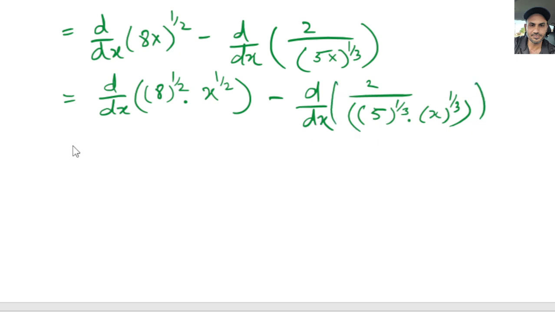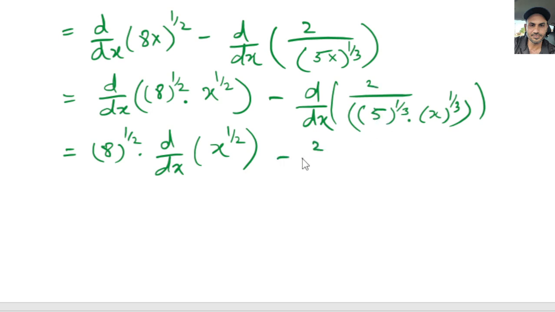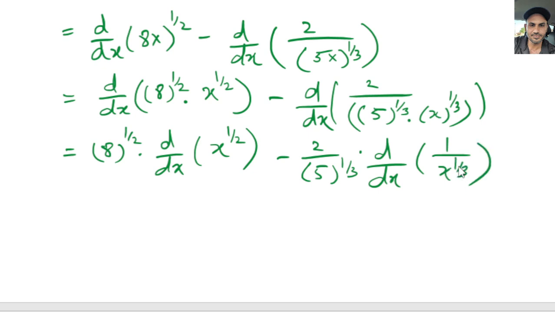Okay, in the next step, I'm going to take the constant terms out of the derivative. So we can take 8 to the 1/2 outside of the derivative, and then we are left with just the variable term. Minus, we can take this out, 2 over 5 to the 1/3, times d over dx of 1 over x to the 1/3. That's left inside. So this term is left inside, and this one is outside of the derivative.